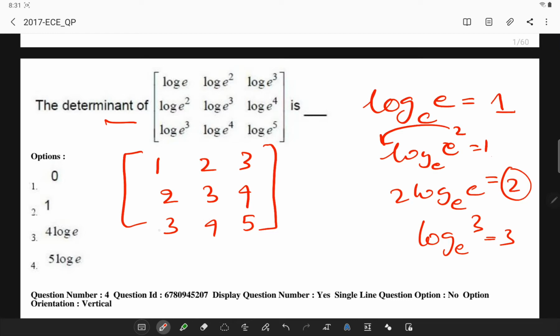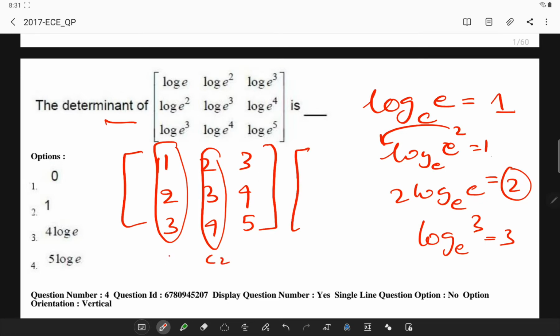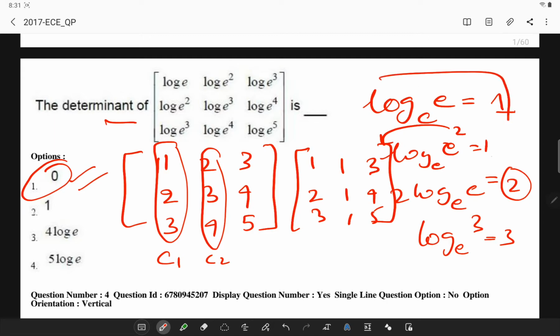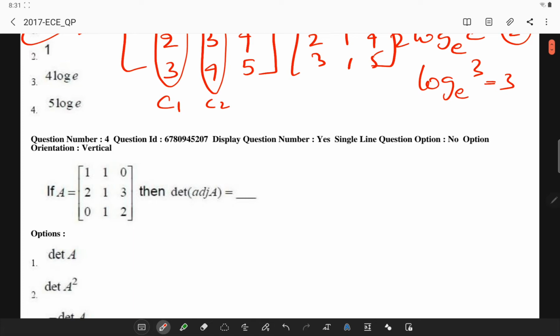if you observe, if I do any column operation, so simply if I take this column and subtract this, C2 minus C1, so 2 minus 1 is 1, 3 minus 2 is 1, 4 minus 3 is 1. So 1, 1, 1, 2, 3, next 3, 4, 5. So if I do another column operation or calculate the determinant value, I will get 0. So this is the important fundamental thing which you have to observe in solving this problem.